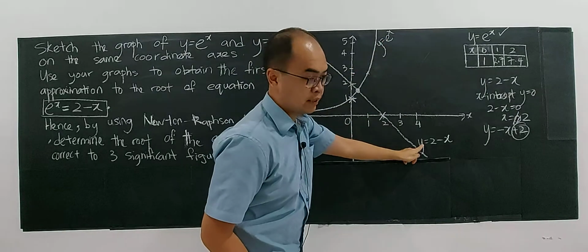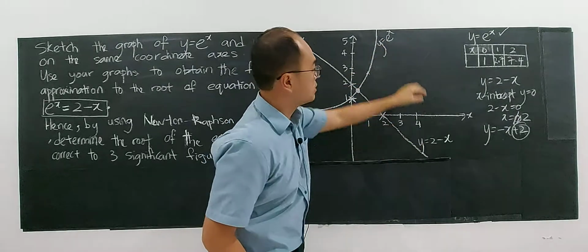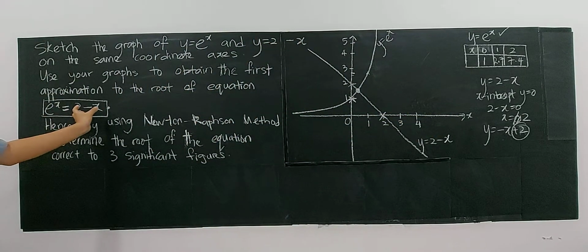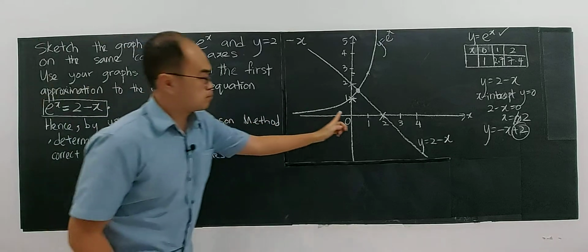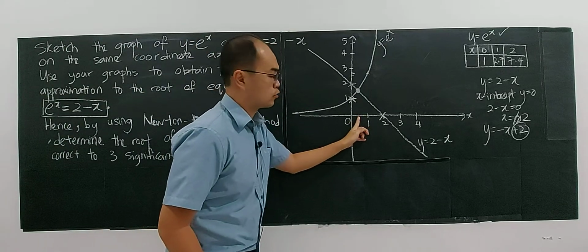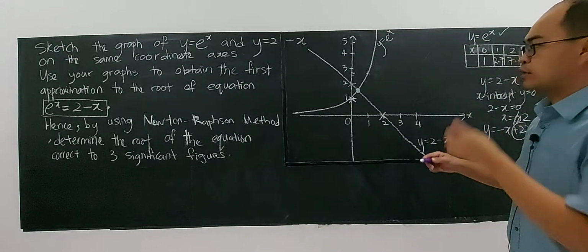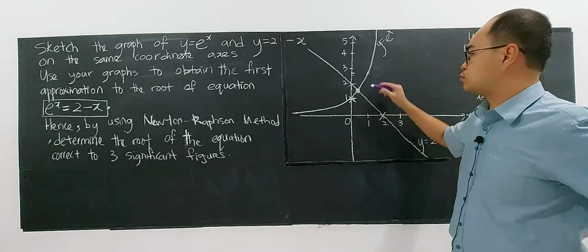This one and this one are the same, right? If this one and this one are the same, it means that e^x is the same as 2 minus x at this particular value of x. So this will be your roots. That's why they ask you to sketch the graph. It actually indirectly tells you these will be the roots.